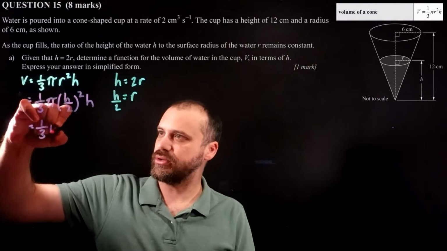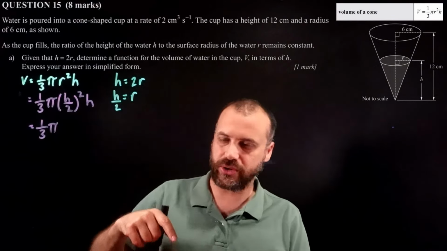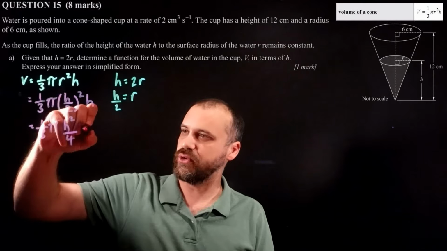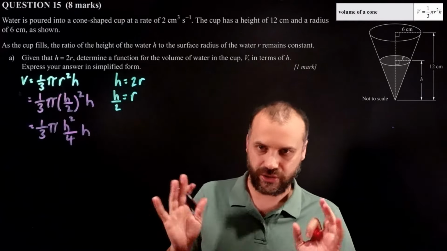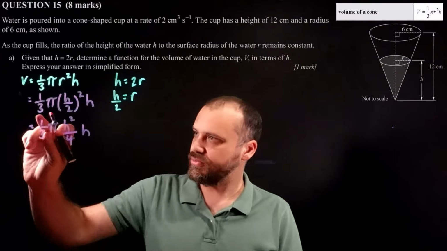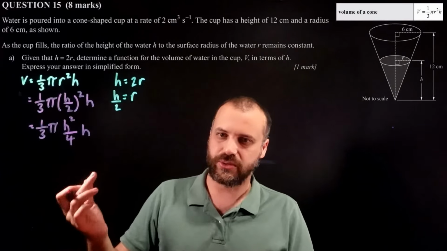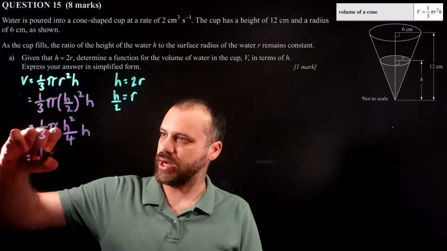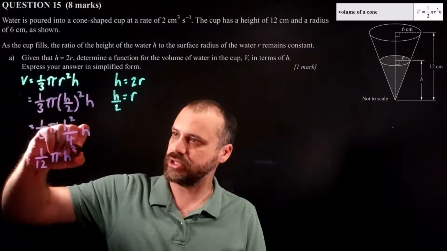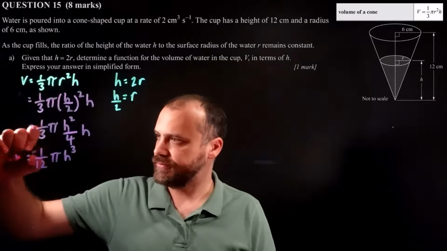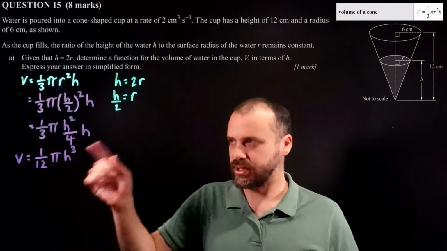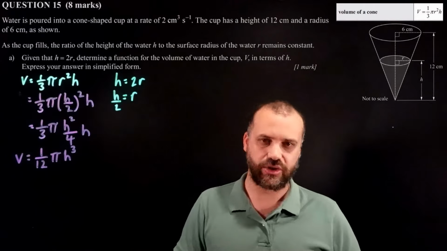We get 1/3 pi, square top and bottom there, we get H squared over 4, and then multiplied by height. All right, we've got a height squared times height, that's a height cubed, and we've got 1/3 times 1/4. So I've got 1/12 pi H cubed. That is my function for volume in terms of just height.